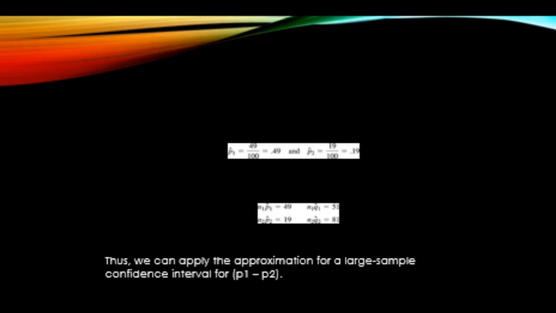Okay, so we start by finding P1 hat and P2 hat, the two sample proportions. P1 hat is 49 out of 100, P2 hat is 19 out of 100. And then we check the assumptions, all four: N1 P1 hat, N2 P2 hat, N1 Q1 hat, and N2 Q2 hat. They're all more than 4, so we have a large sample.